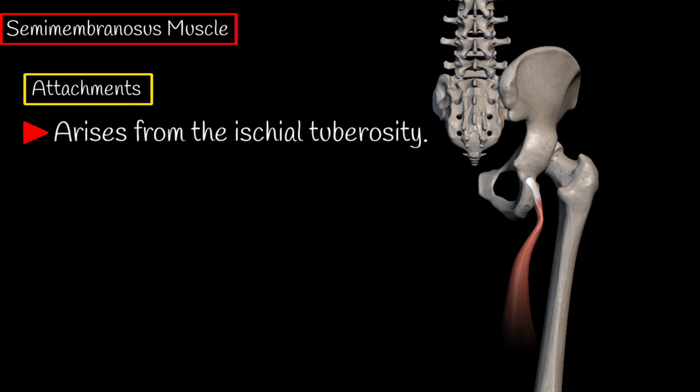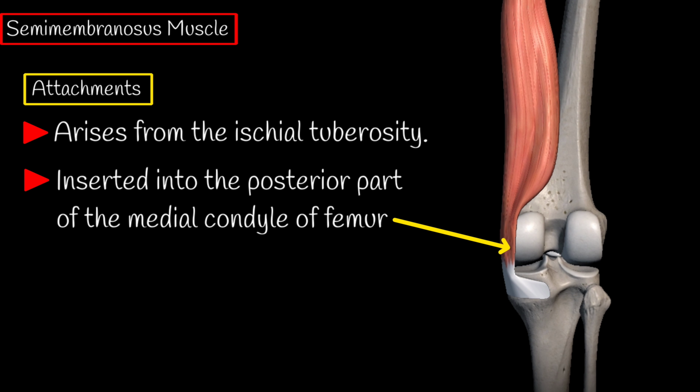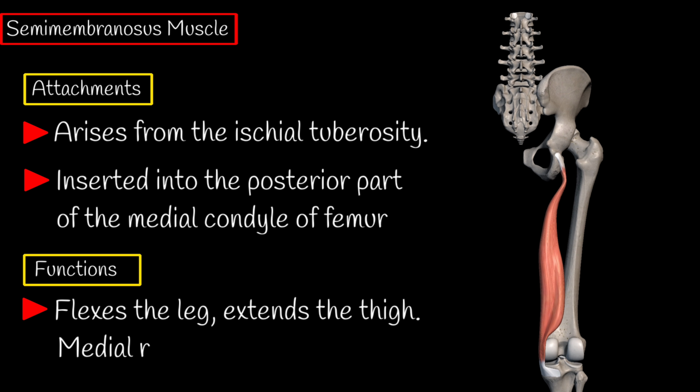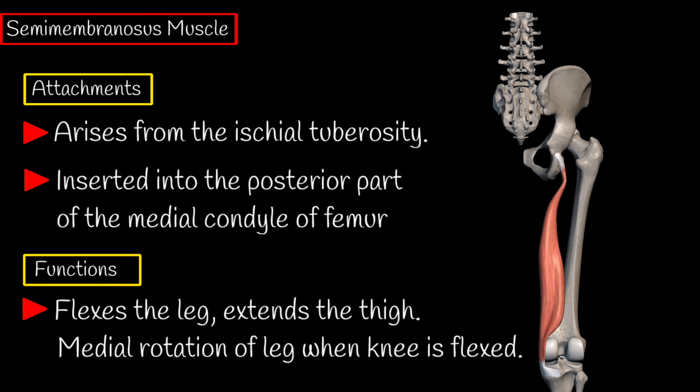Semimembranosus muscle arises from the ischial tuberosity. It is inserted into the posterior part of the medial condyle of femur. Its functions are similar to the semitendinosus, which are flexion of the leg, extension of the thigh, and medial rotation of the leg when the knee is flexed.